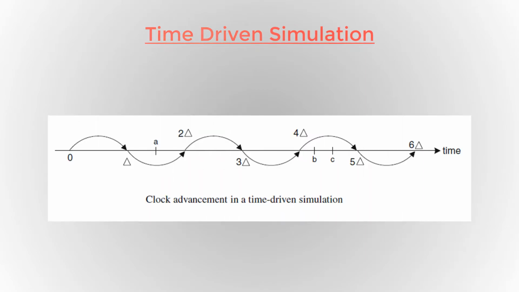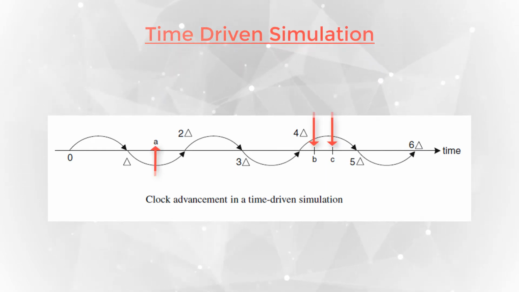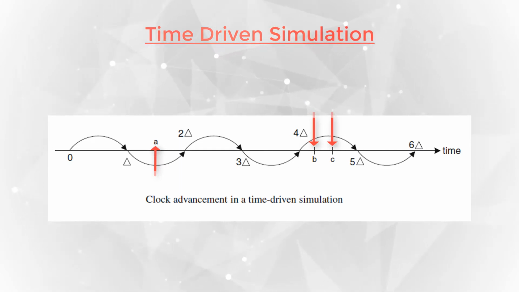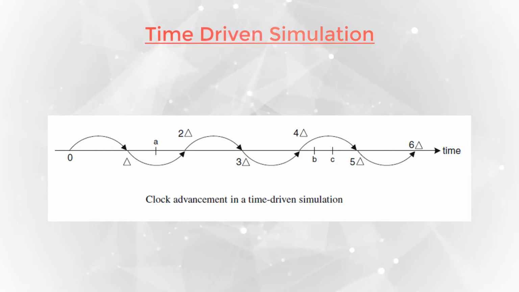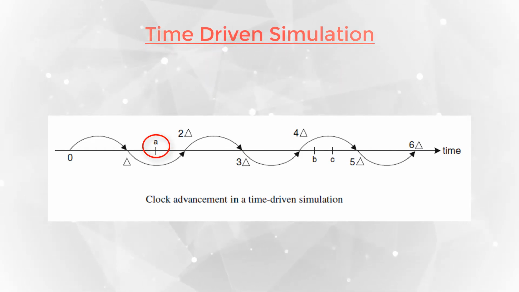Let's consider an example of the basic idea of time advancement in a time-driven simulation. The curved arrows represent such advancements. A, B, and C mark the occurrence of the events. During the first interval, no event occurred. The second interval contains A, which is not handled until the end of the interval.